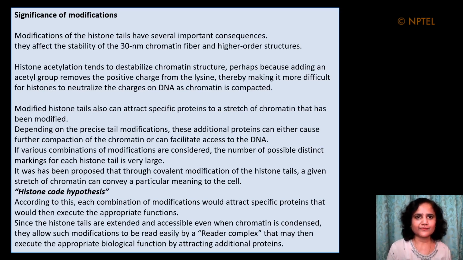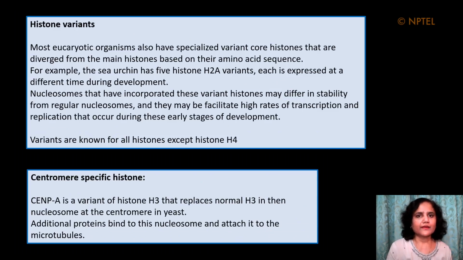Another way to achieve variation in nucleosome composition is by incorporation of variant histones. Most eukaryotes have specialized variant core histones that are quite diverged from the main histones based on the amino acid sequence. For example, in sea urchins, there are 5 histone H2A variants, and each of them is expressed at a different time during its development.